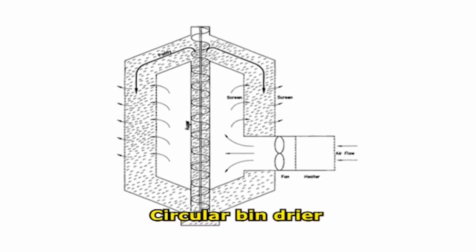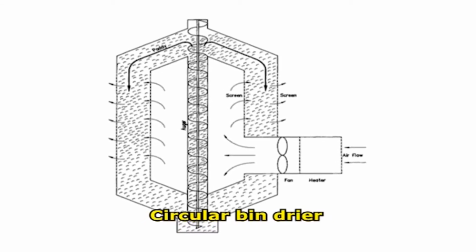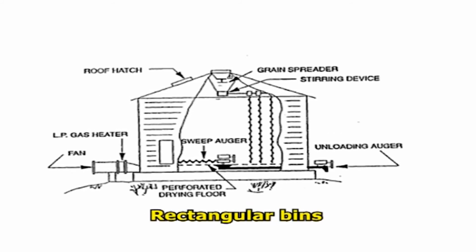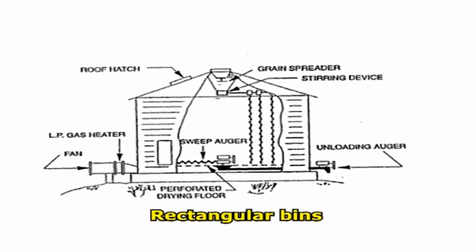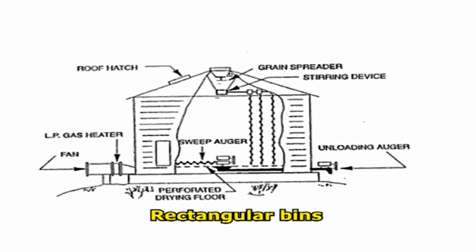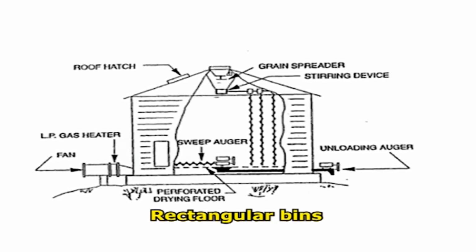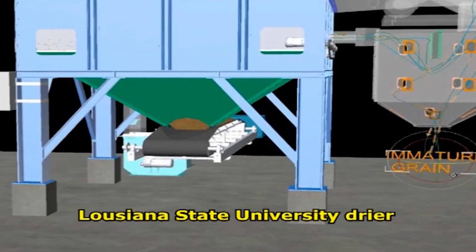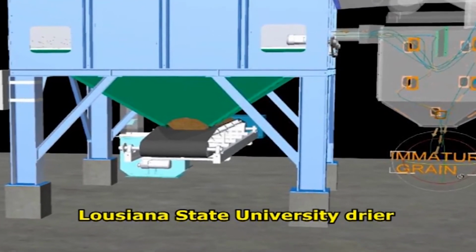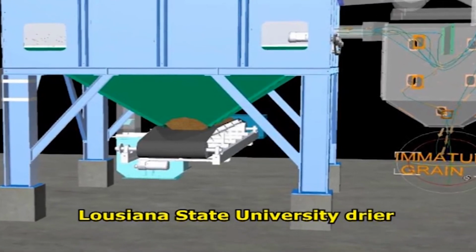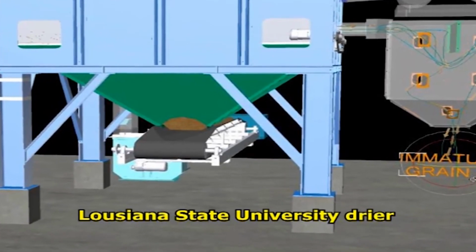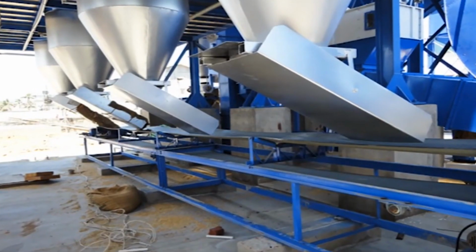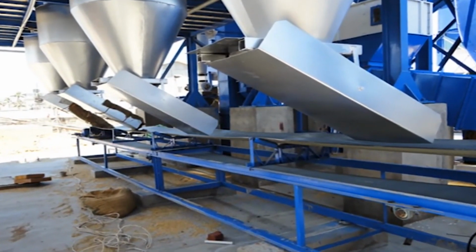Similar to the circular bin dryer is the rectangular bin dryer. Here, rectangular bins or trays with circular wire bottom are used instead of circular bins. Louisiana State University dryer, also popularly known as LSU dryer, is one such dryer which is commonly used to dry paddy seeds in paddy processing units. Such dryers can also be used for drying seeds.